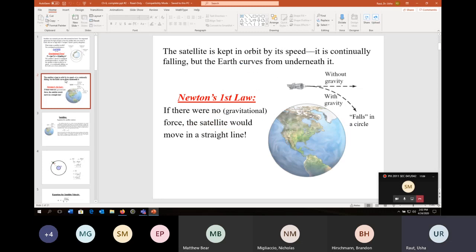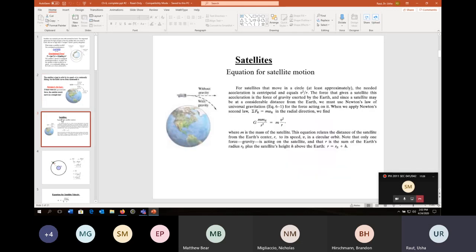Obviously, if there were no gravity, anything that is launched is going to go off in a straight line. But because of gravity, it's going to kind of fall around the Earth's orbit. So this is what helps us determine the equations of the satellite. For it to move in a circular path, there are two equations that a satellite is subject to.